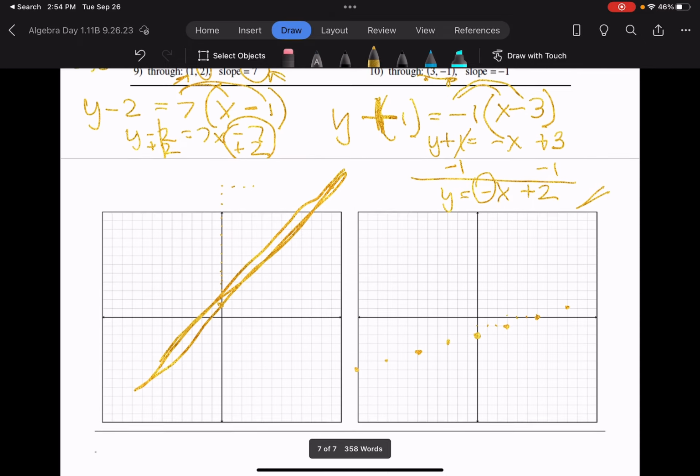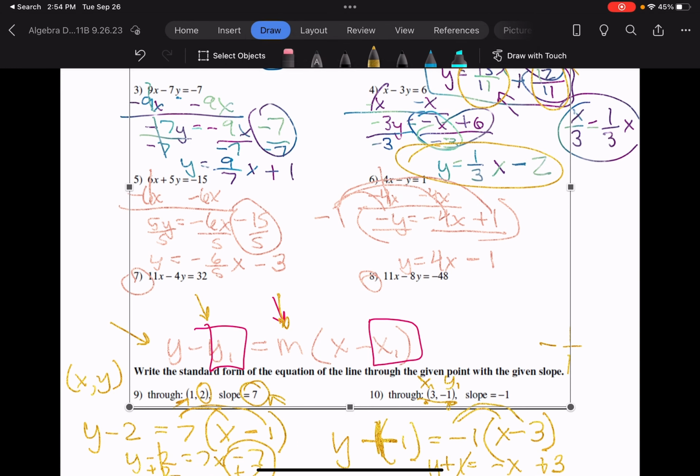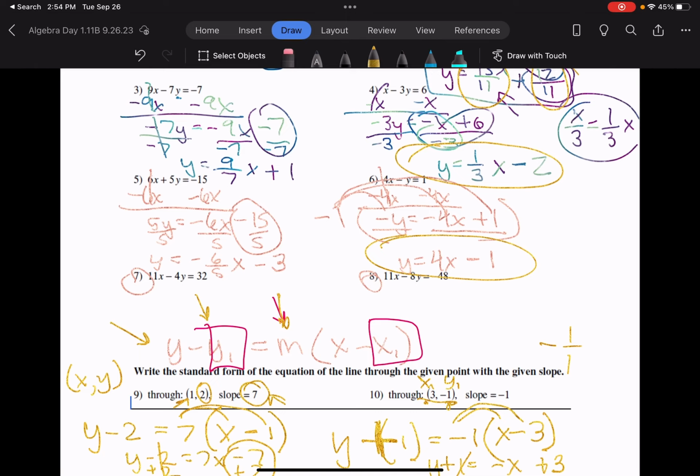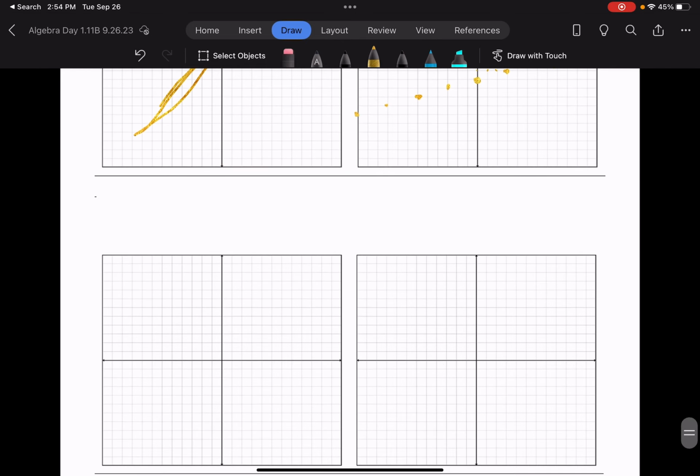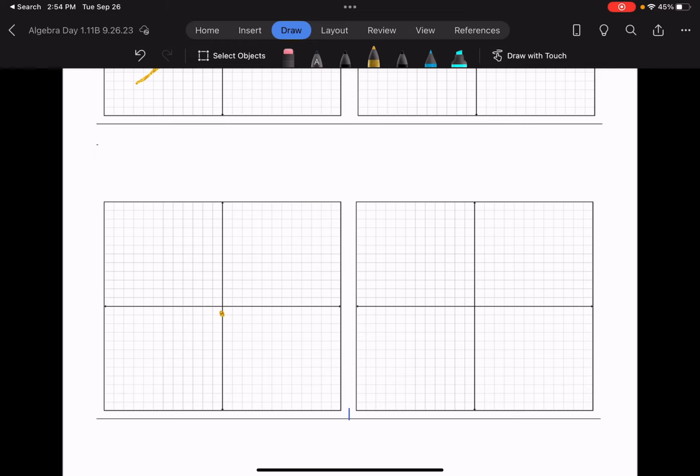Okay? Let's try number 6. So number 6 is right here, positive slope and -1 for our y-intercept. So -1 and a positive slope of 4 over 1. So I'm going up 1, 2, 3, 4 over 1. Up 1, 2, 3, 4 over 1. Down 1, 2, 3, 4 over 1, and so forth and so on. So you can go ahead and connect those dots and you'll have a nice line there.